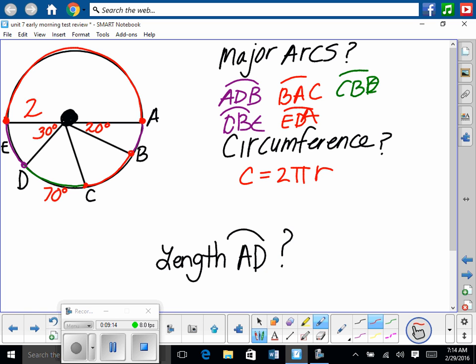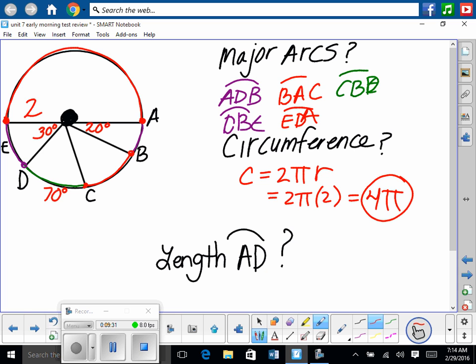So 2 pi times 2, which is 4 pi. You'd leave it in terms of pi. So the circumference of this circle is 4 pi. That's the physical length around the circle, right, everybody? Okay. Now it says, what's the length of AD?